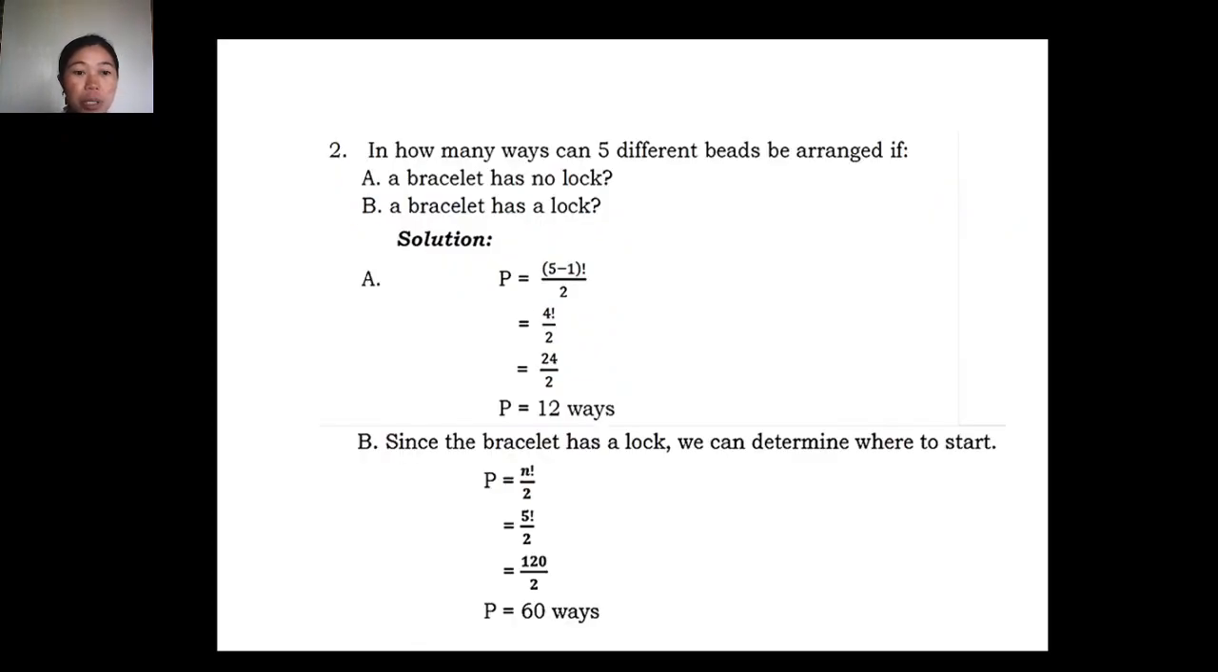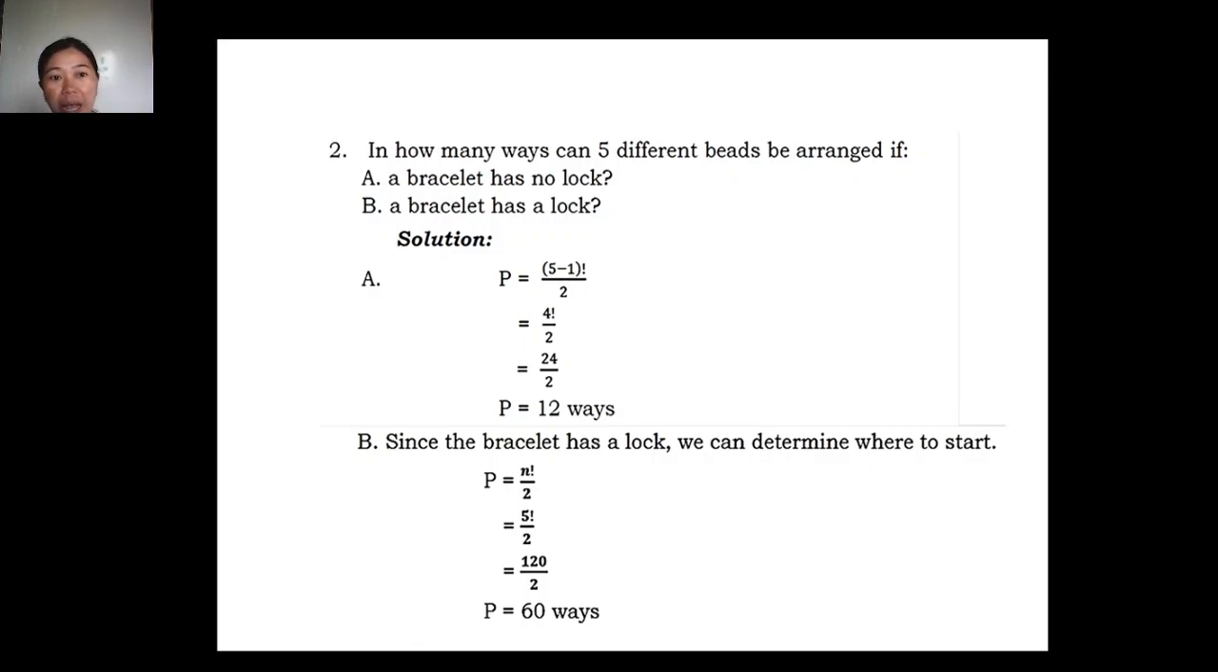Okay, let's proceed to example number 2. In how many ways can 5 different beads be arranged if, so the condition is, for letter A, a bracelet has no lock, and then for letter B, a bracelet has a lock. So, ito yung clockwise and counterclockwise cannot be distinguished. And may sinabi dyan without lock, yung isa ay with lock. So, magkaibang formula ang gagamitin natin dyan.